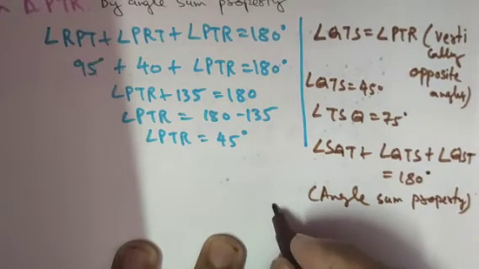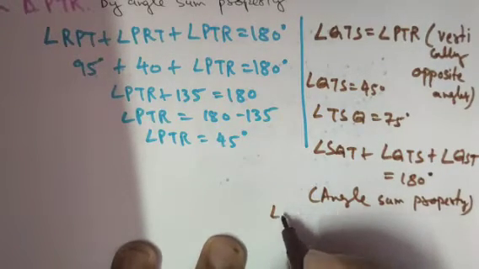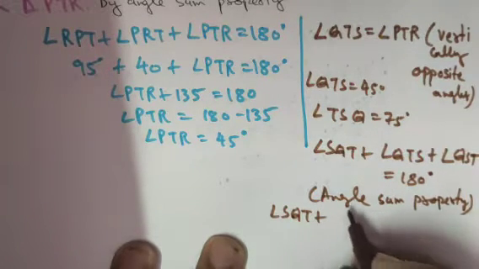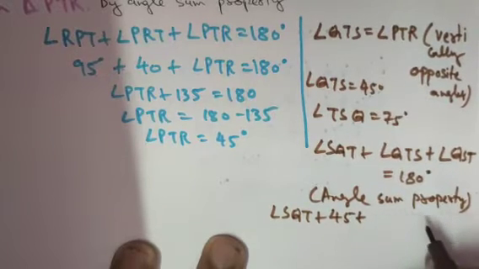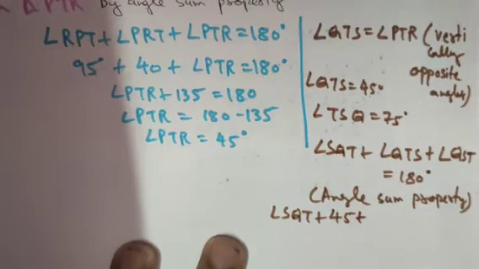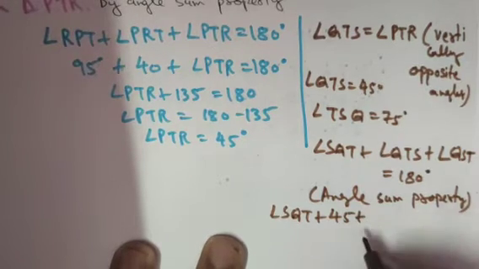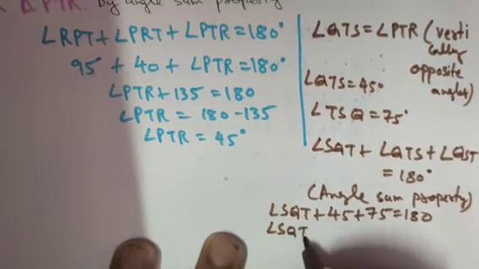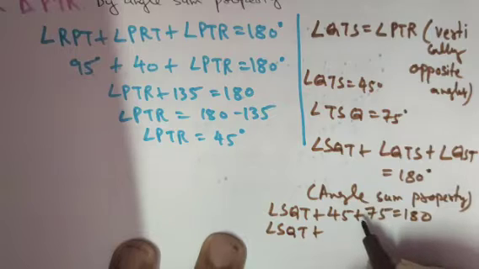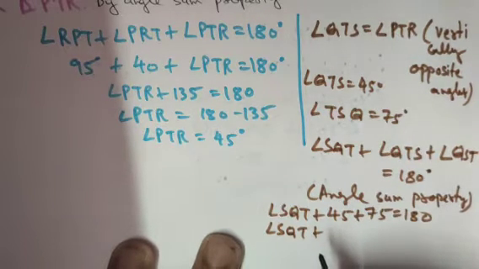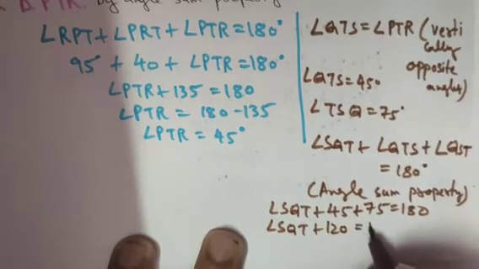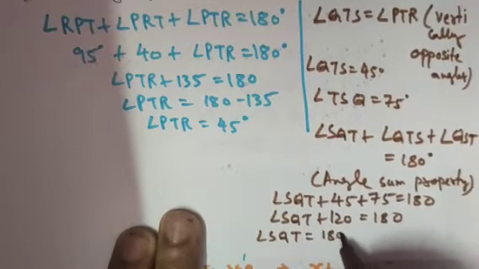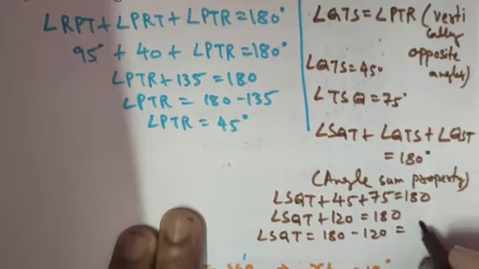So with this we have to calculate angle SQT plus angle QTS. QTS is what? 45, plus angle TSQ, that is QST or TSQ, that is 75, equals 180. So angle SQT plus 45 plus 75, that is 120, equals 180. So angle SQT equals 180 minus 120, that is equal to 60 degrees.